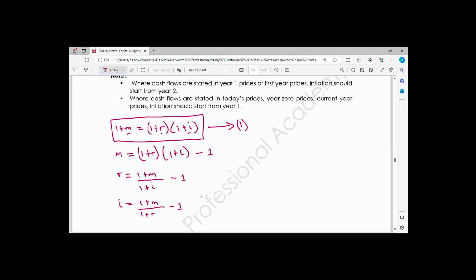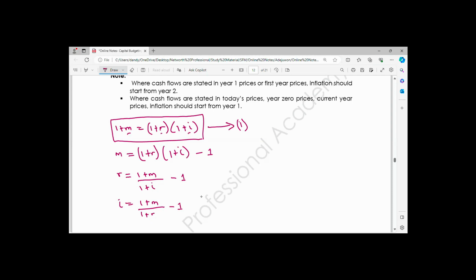What that means is that once you are given a first year price, that first year price is the base year price. So you don't inflate the base year price. You have to move to the following year. So once you are given first year prices or year 1 prices, you should start inflating from year 2. You don't inflate the year 1 cash flow.